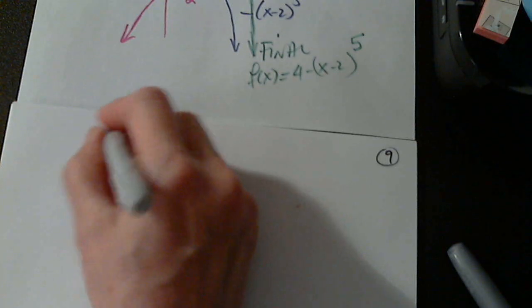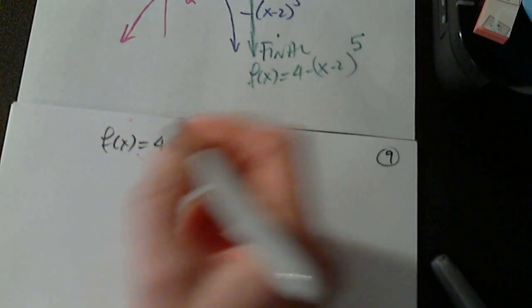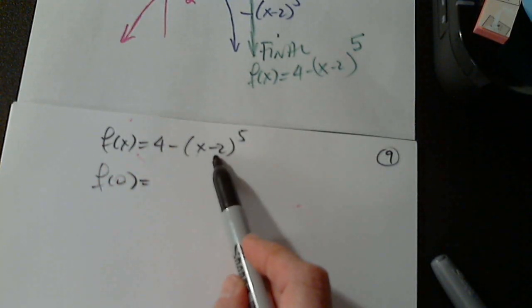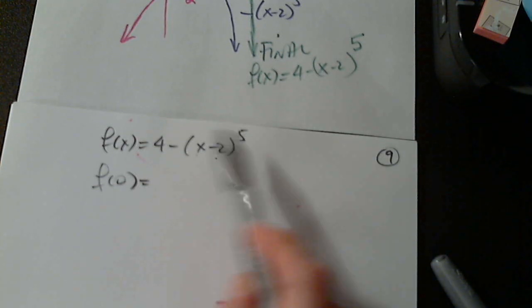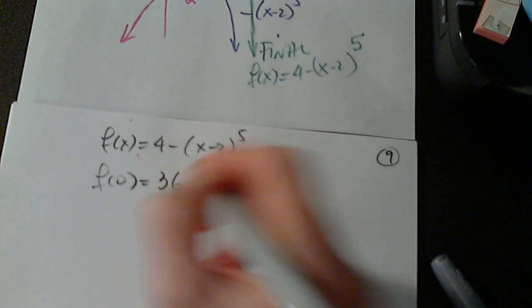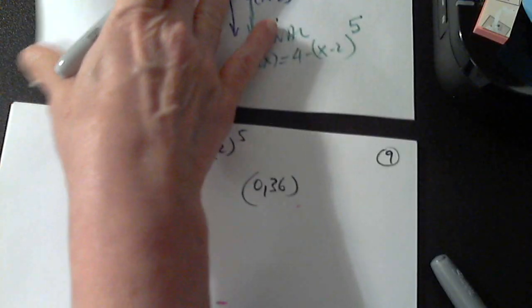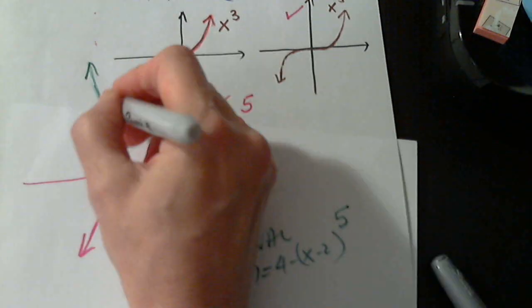I'm going to copy the function here: 4 minus (x minus 2) to the 5th. So let's find f of 0. 0 minus 2 is negative 2. Negative 2 to the 5th is negative 32, times negative 1, positive 32, plus 4 is 36. So (0, 36). I had no idea that this is (0, 36).